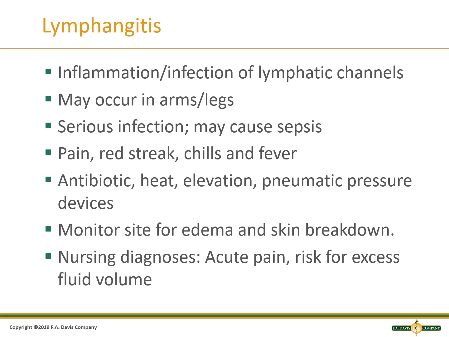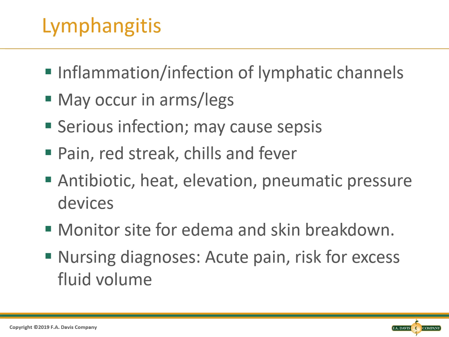Lymphangitis is the inflammation of the lymphatic channels due to an infection. The infection can occur in the arms or the legs. It is commonly caused by the Streptococcus bacteria. Staphylococcus bacteria and others may also cause it. This is a serious infection that can cause sepsis and be fatal.